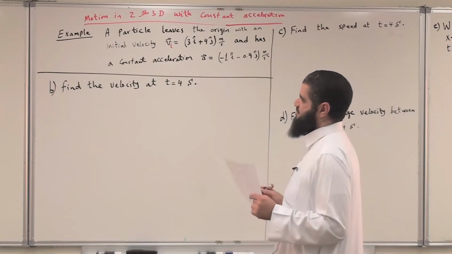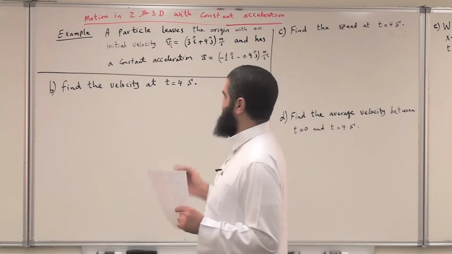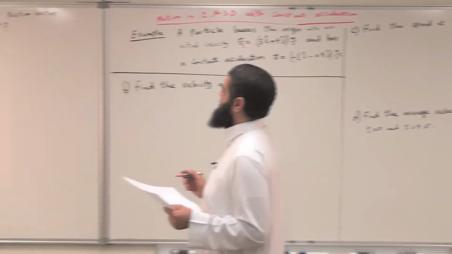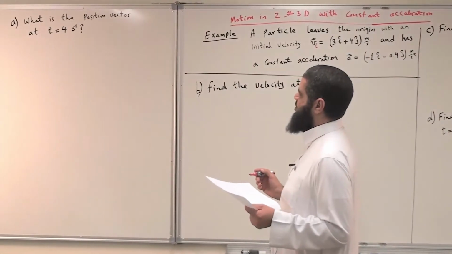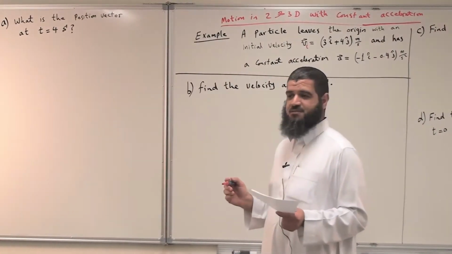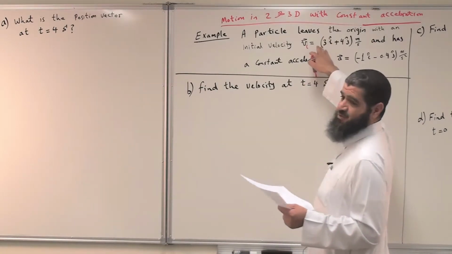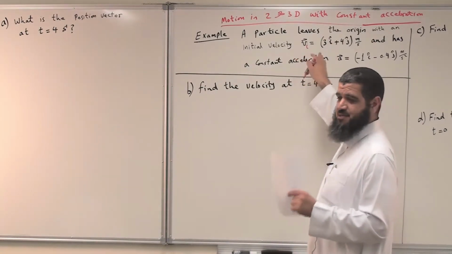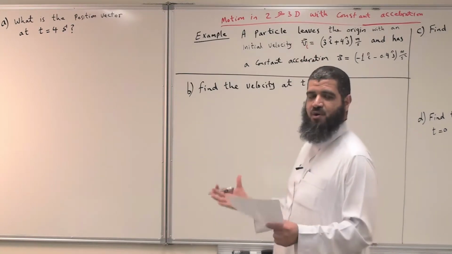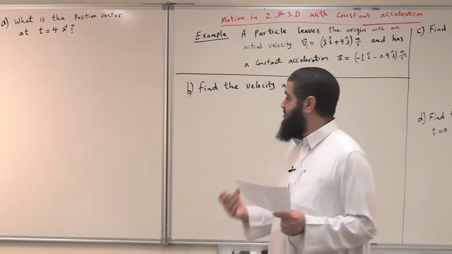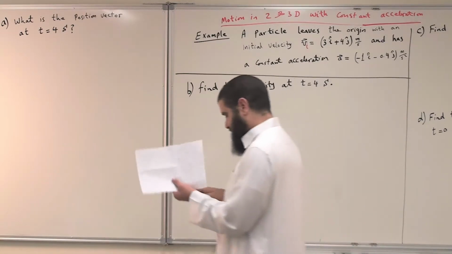Okay, so this is the statement. What are the requirements here? Let me start with A. What is the position vector when the time equals 4 seconds? When the time was 0, my particle was at the origin, at 0, 0. Now we would like to know, where is my particle when the time becomes 4 seconds?